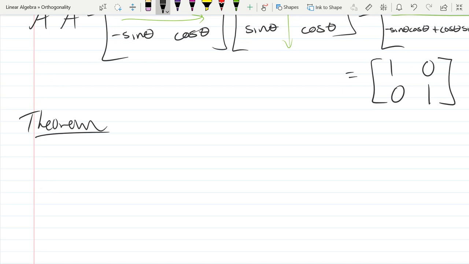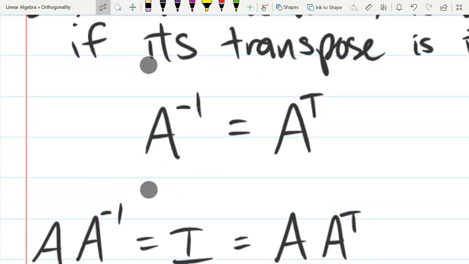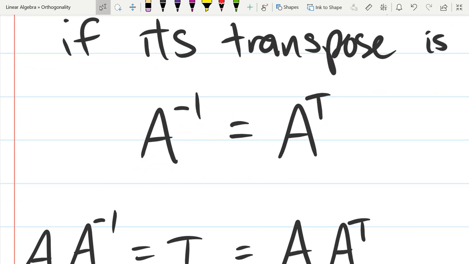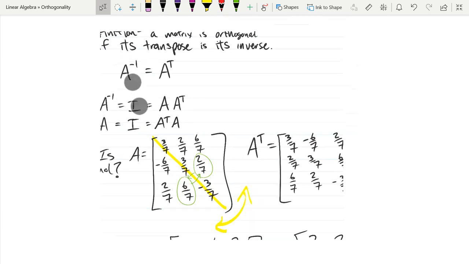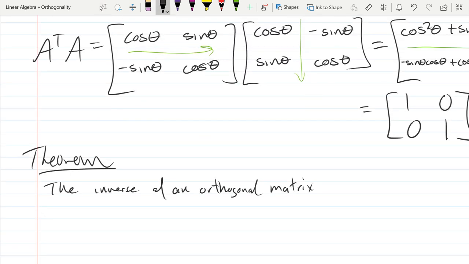The inverse of an orthogonal matrix. So if we think about the inverse of an orthogonal matrix, will that be orthogonal? Let's go back up for a second for the most important thing. If the inverse is the transpose of the original matrix, then the inverse will be the transpose. So the inverse or the transpose of an orthogonal matrix will also be orthogonal, because you can just apply an inverse transpose again. So that's our first part of that theorem. The inverse of an orthogonal matrix is orthogonal.